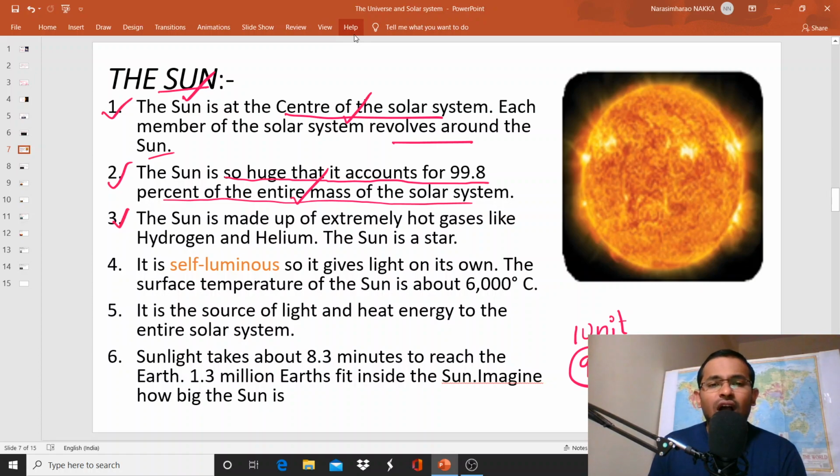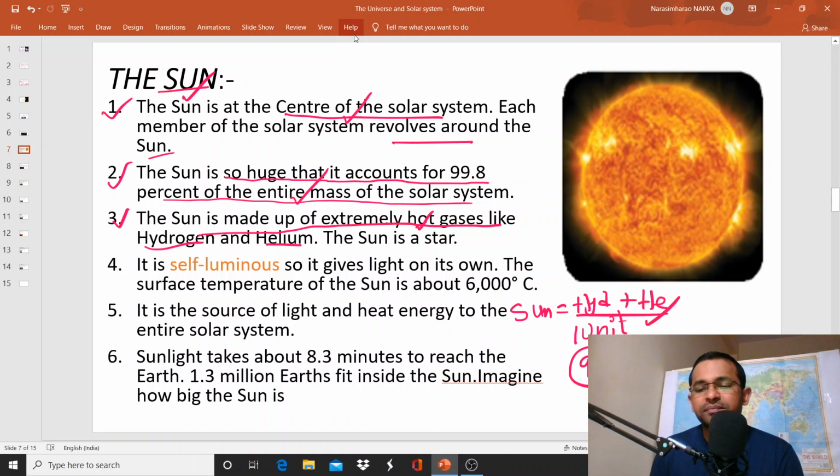And how is the sun made? What are the elements of the sun? The sun is made up of extremely hot gases like hydrogen and helium. So the sun equals hydrogen plus helium. The sun is a star. I already told you our galaxy comprises millions and billions of stars. In that, the sun is a single star.